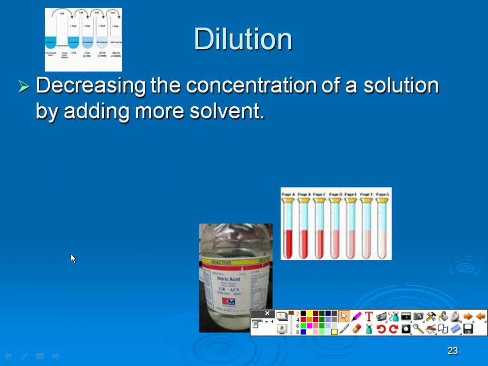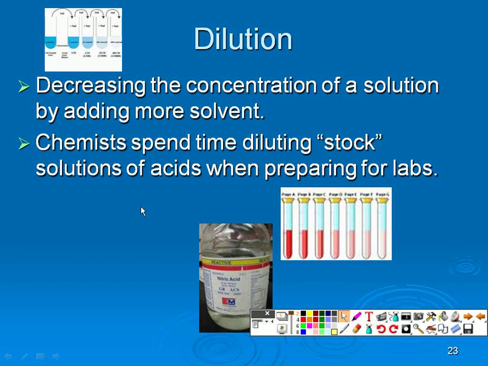Dilution is decreasing the concentration of a solution by adding more solvent. You can see from these pictures you're going from a more intense color to a less intense color. So that's from concentrated to less concentrated. That's called dilution. Chemists spend time diluting stock solutions of acids when preparing for labs.